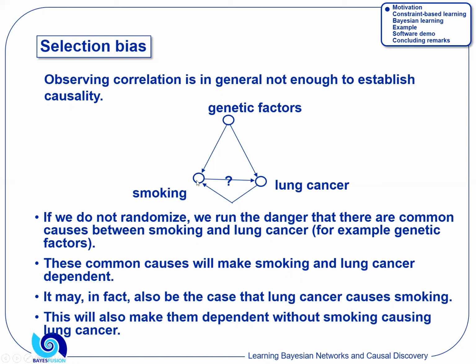Some people are born with a preference for sweet things or sour things. The same with smoking. Some people like the feeling of smoke in their lungs. Some people dislike it. In that sense, genetic factors may cause smoking. So the dependence may be through a common cause.